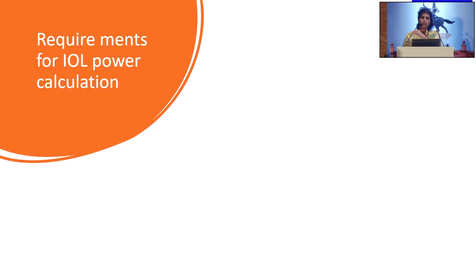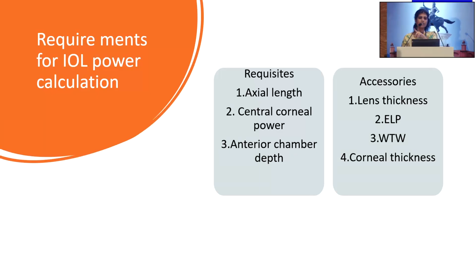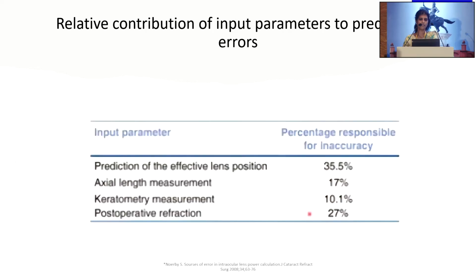The basic requirements for any IOL power calculation are your axial length, the central corneal power, and the anterior chamber depth, which can be easily given by a contact biometry also. The rest of the things are the accessories, like your lens thickness, the effective lens position, the white to white, or your corneal thickness. This is a chart taken from the JCRS journal, which gives us the input of prediction of errors according to different parameters used.